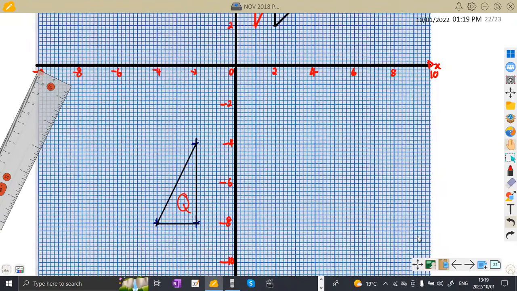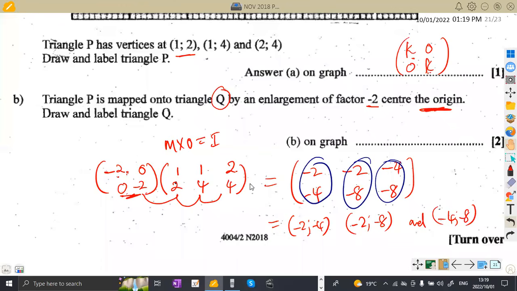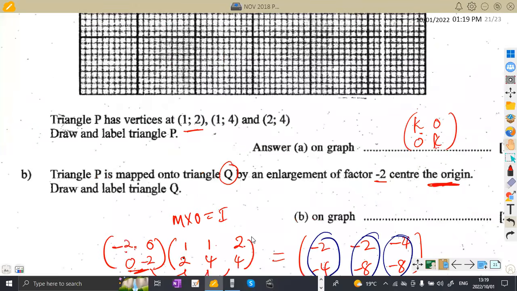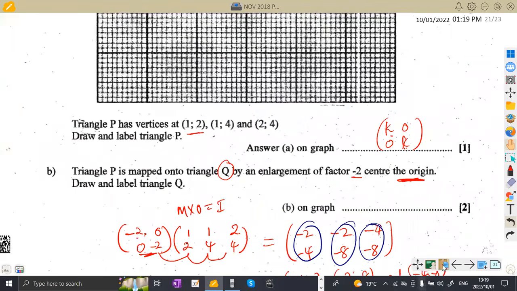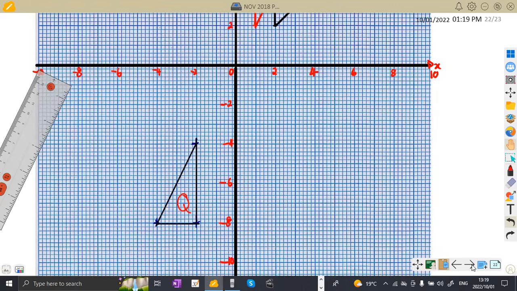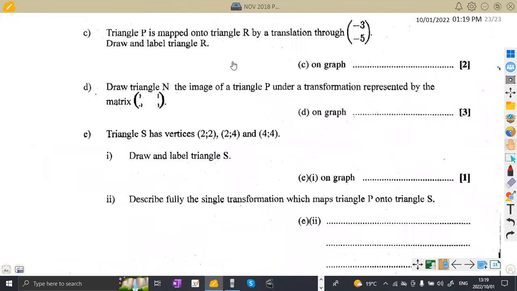All right, let's see the other part of the question. Do we have anything here? We do not have. So let us move on to the other part here. On this side, triangle P is mapped onto R by translation through -3, 5. Draw and label triangle R.